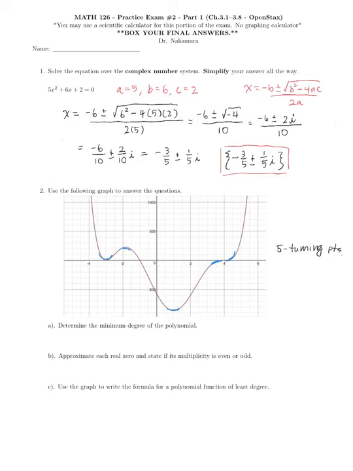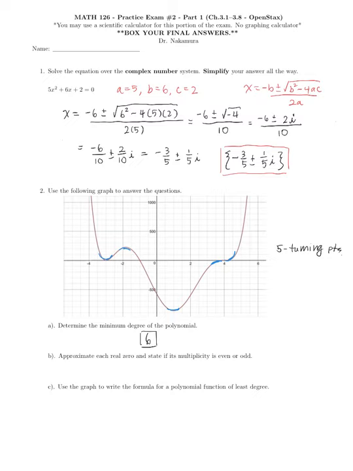That means that the degree of the polynomial is going to be 1 more than the number of turning points. So I'm going to say the minimum is degree 6. All right, now next one. Approximate each real zero and state if its multiplicity is even or odd.